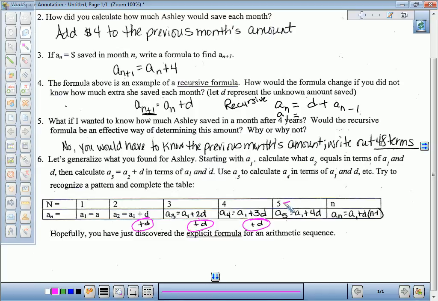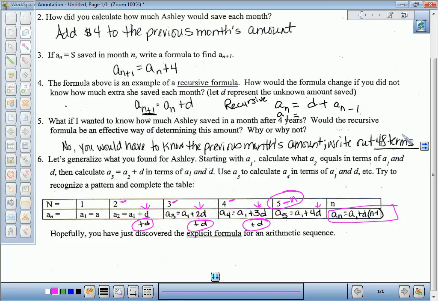Now I want you to look at this, which is n, the number of the term, and this. Look at this and this. Look at this and this. Look at this and this. Do you notice that the number of common differences is always one less than the number of the term? So if this is the fifth term, I do n minus 1 or 4D. That's where this formula comes from. The number of common differences is always one less than the number of the term.